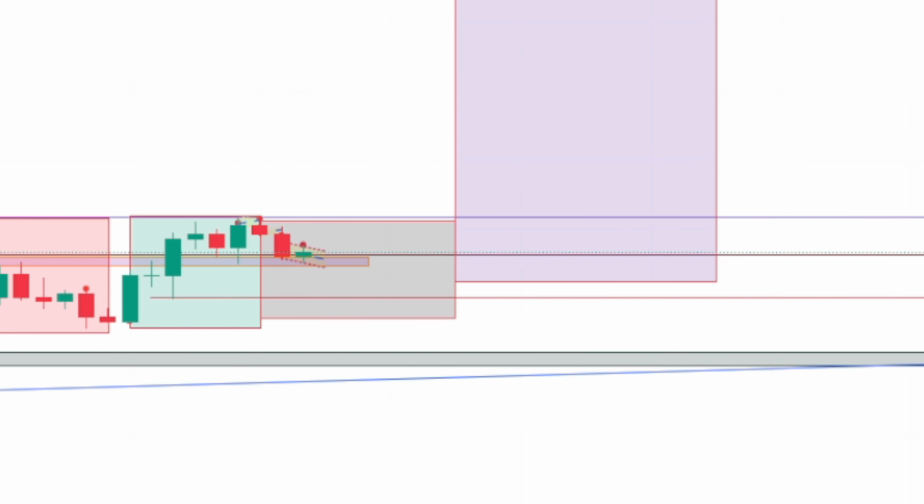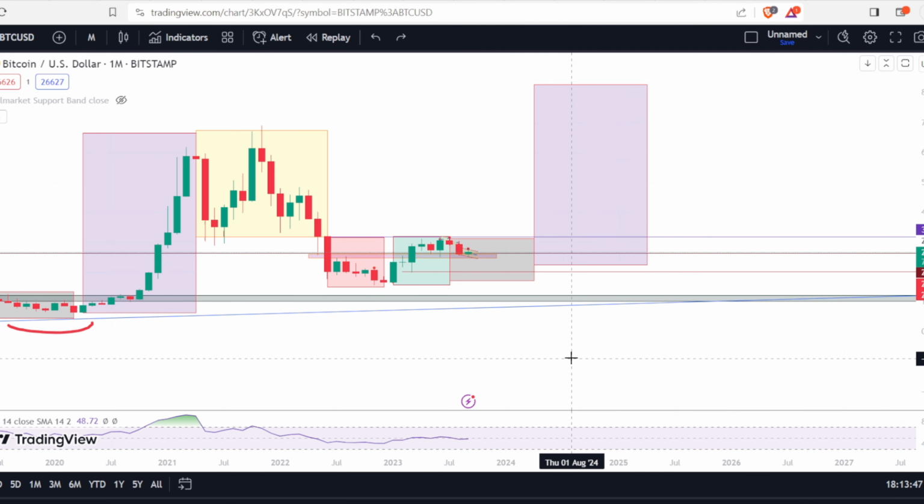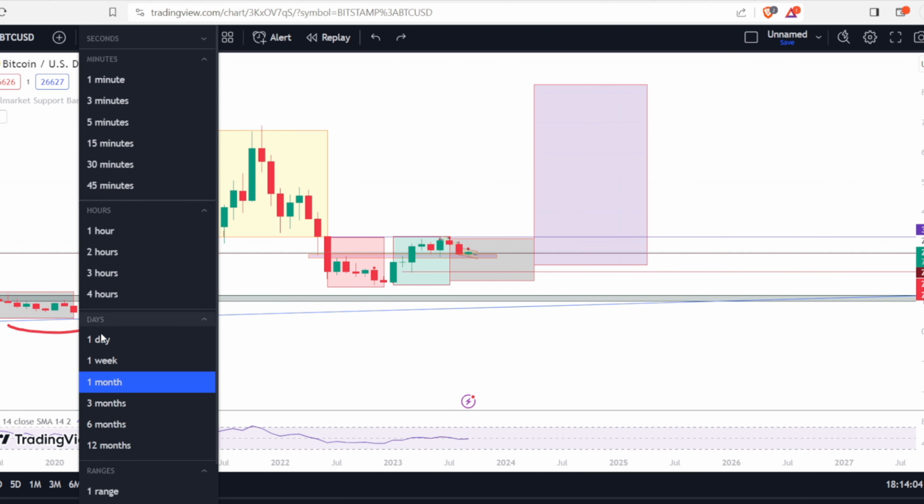It's not sure. The piece of information that we need to take from this is to be very cautious. That is the most important. We don't know what the price action is going to be. We will keep it very simple. Let's go to the daily and weekly chart.